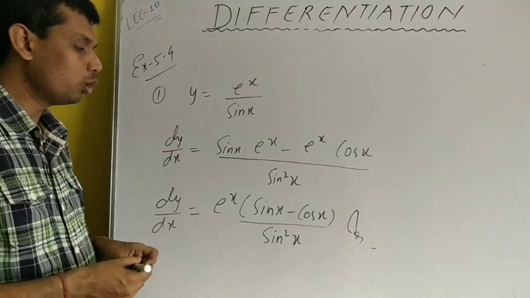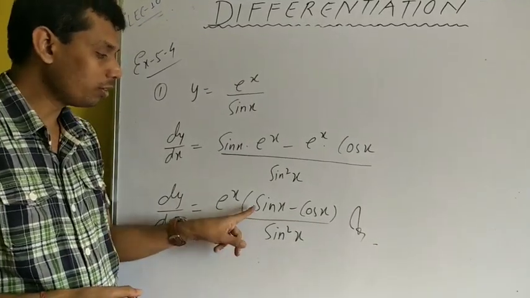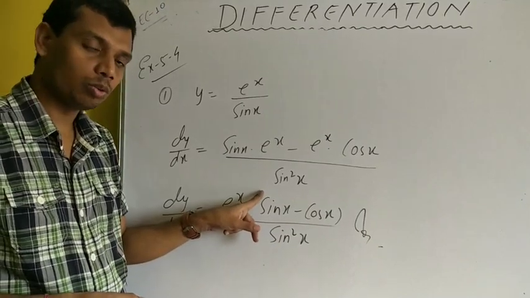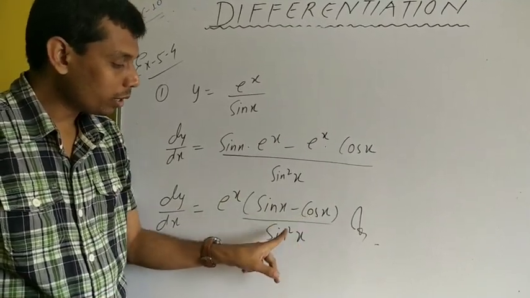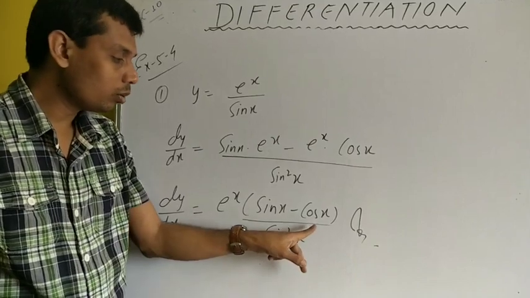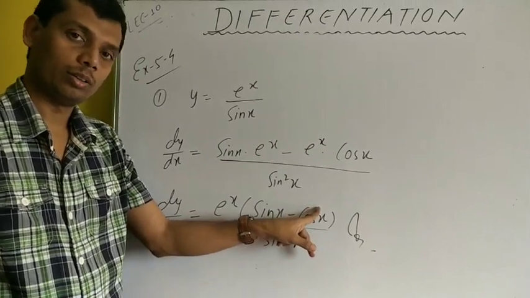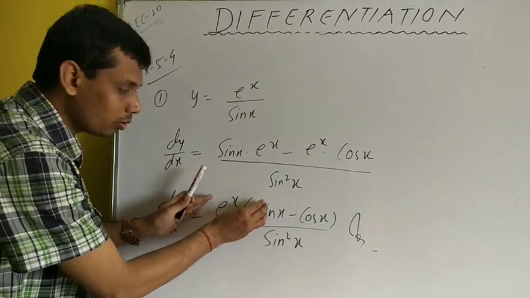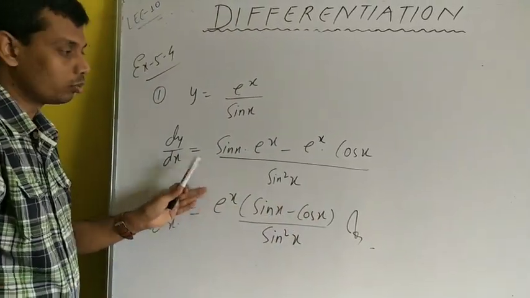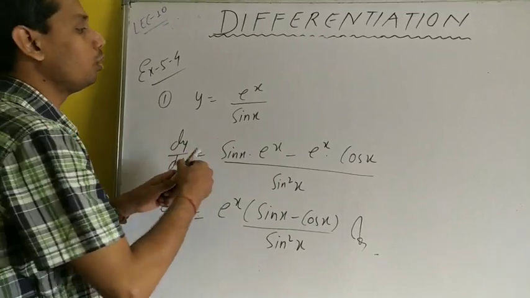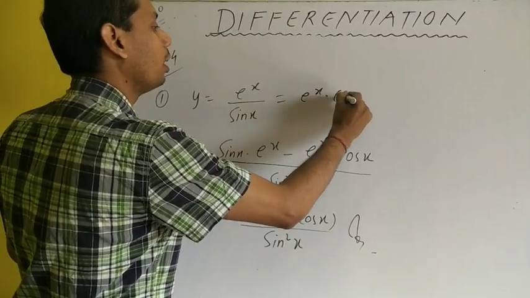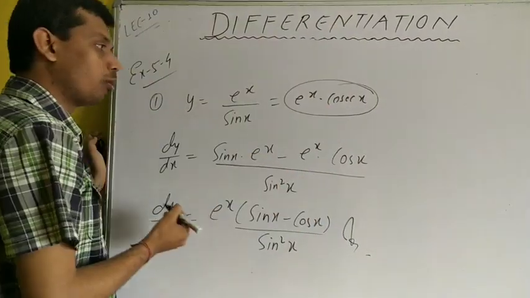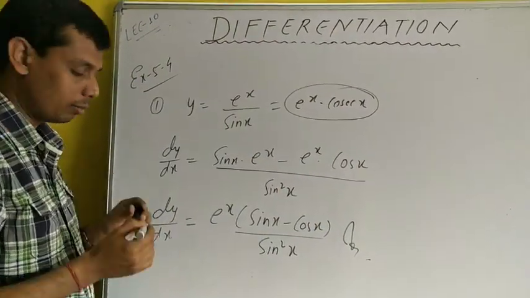If you want to express it in simplest form, this sin x and sin x will be cancelled. 1 by sin x will be equal to cosec x, and here cos by sin is cot, that is cosec x into cot x. So its simplest form will be e to the power x cosec x minus cosec x into cot x. So either you go this way or you transform this to e to the power x into cosec x and apply the formula u into v. You will get the same result.